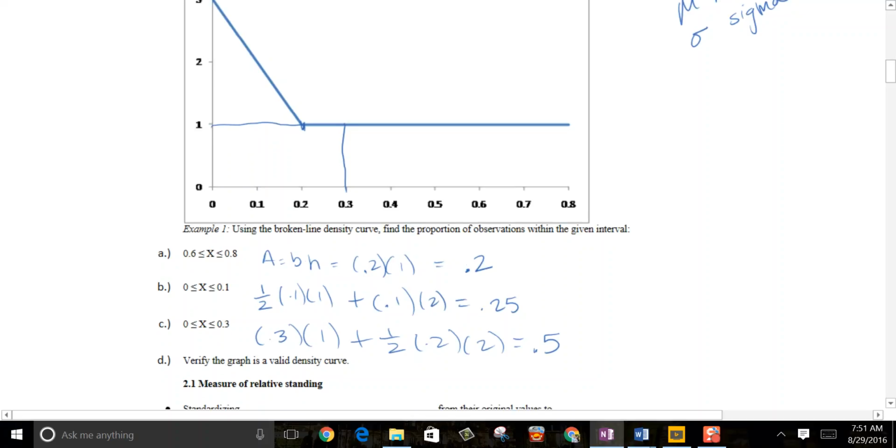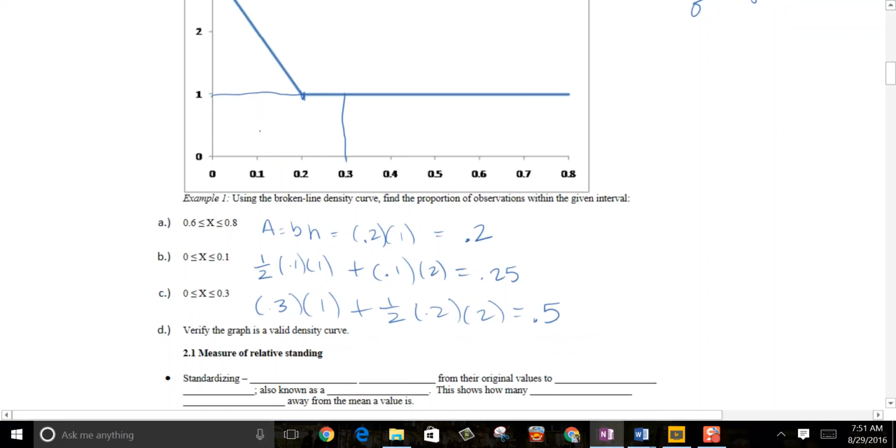Another way that you could have done that one, especially if there's a lot of different shapes that you'd have to break up and you don't want to do that, use the fact that the density curve adds to 1. And so you could instead subtract this other rectangle, because the rectangle is easy to find. Subtract that from 1 and you get the rest of the area. So that's another way you could do this. Okay.